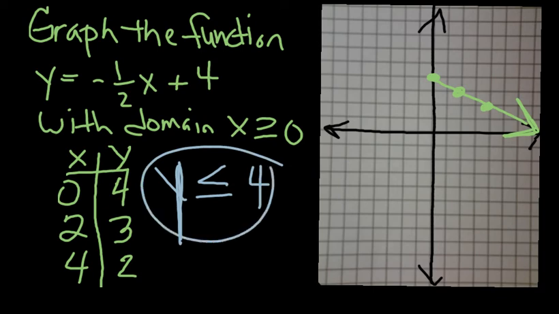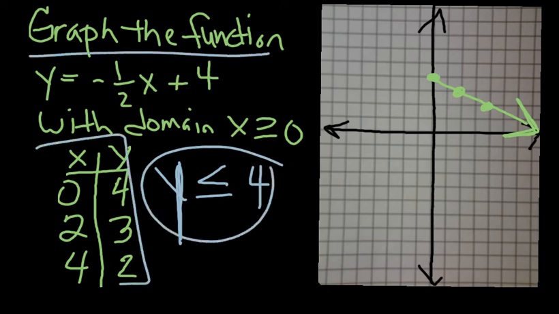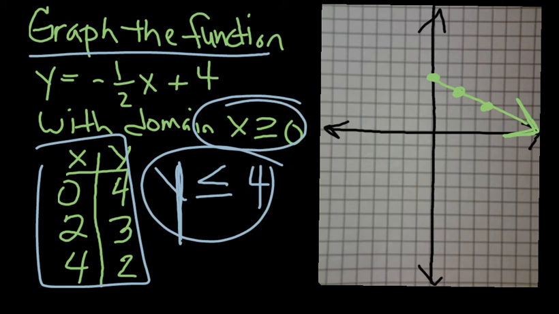So we did what they asked us to do. We graphed it by making an input-output table. We picked our x's wisely, but we only used positive x's. And we found out that the biggest number on this graph is going to be 4, so the range is y is less than or equal to 4.